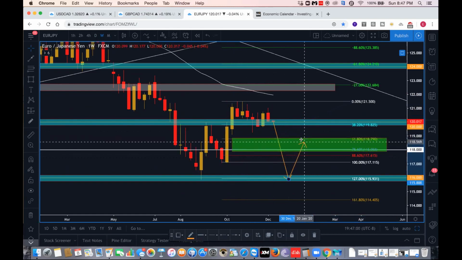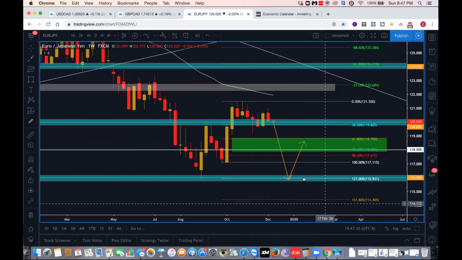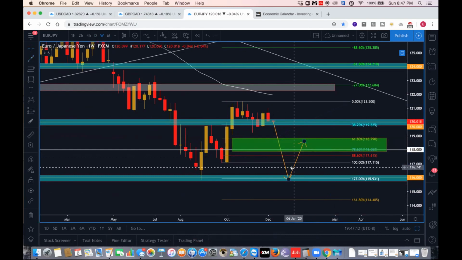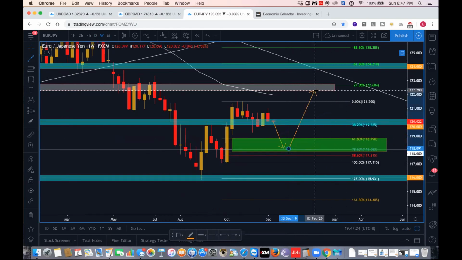And then if we get a correction, then we could possibly look to take it lower like this. But overall, I would like to see price find that support around something like this, around the 61.8, 78.6, and then push back up. Price would have to break above 120, of course. If it breaks back above 120, then that 121 to 122 resistance level, I favor that to get hit.